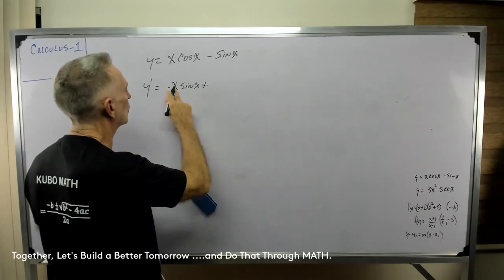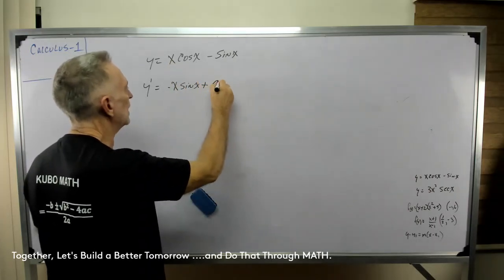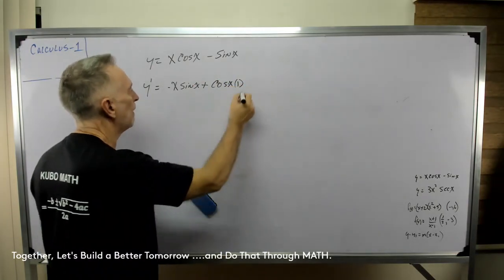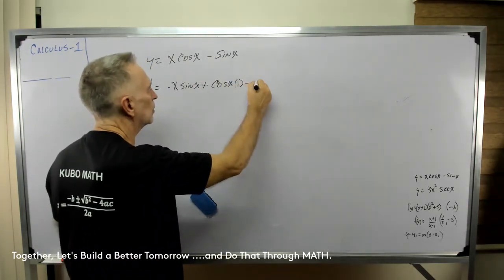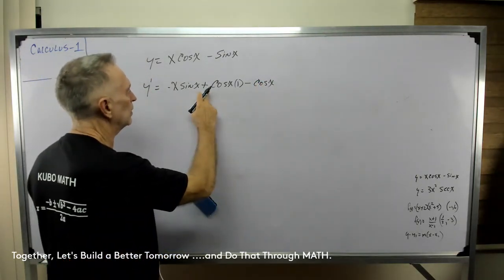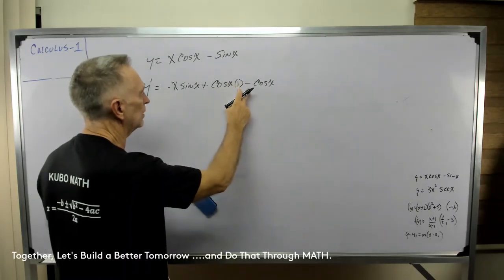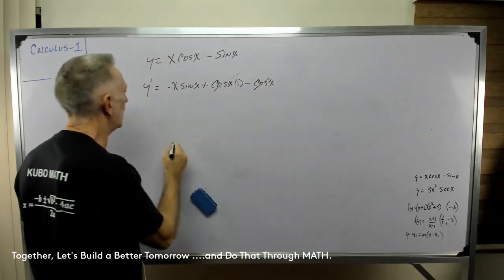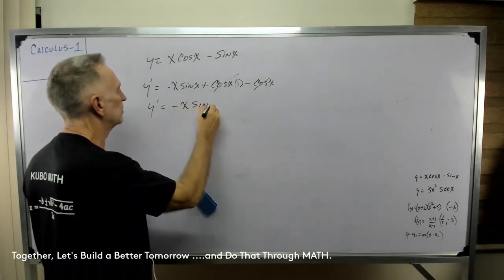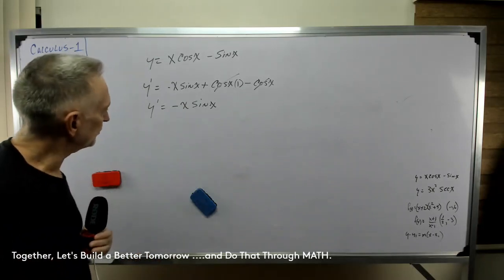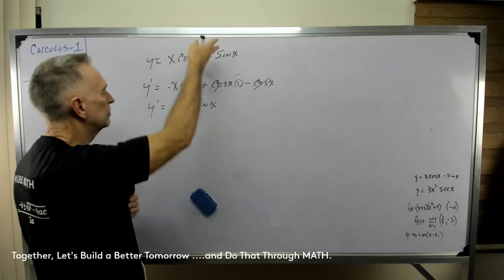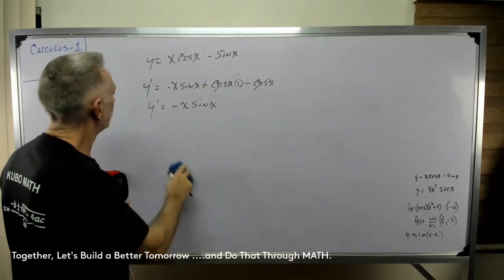Plus, so first one times the derivative of the second one plus the second one times the derivative of the first one, which is just 1, minus derivative of sine is cosine x. Now you'll notice I have positive cosine x and a minus cosine x. Those subtract out. So y prime equals negative x sine x. Now in the integration, you could integrate this by parts, get back to the original function.